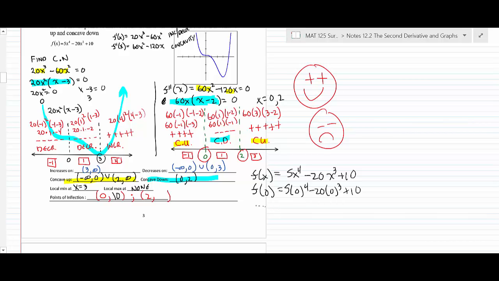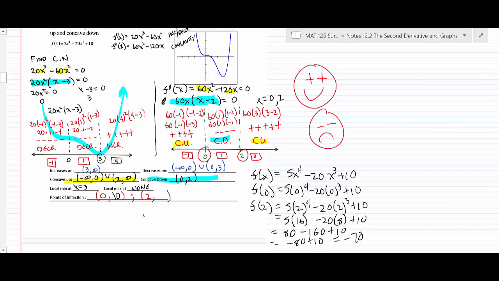The second one, you do f of 2, so that's going to be 5 times 2 to the 4th minus 20 times 2 to the 3rd plus 10. That's 5 times 16, 20 times 8 plus 10. Let me see if I can do this one in my head. That's 80 minus 160 plus 10. That's negative 80 plus 10. I'm doing that fast, I realize. That's negative 70. Did anybody do that on your calculator? Okay, just to make sure.